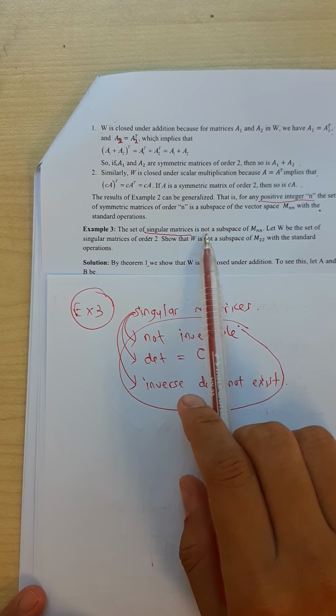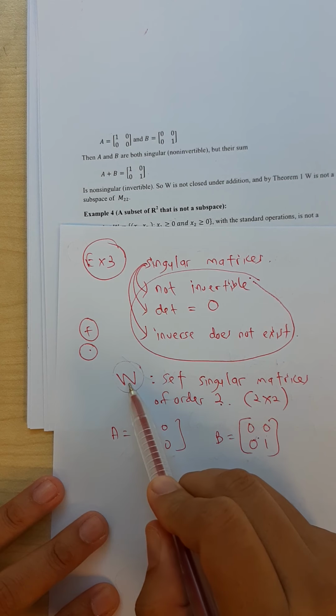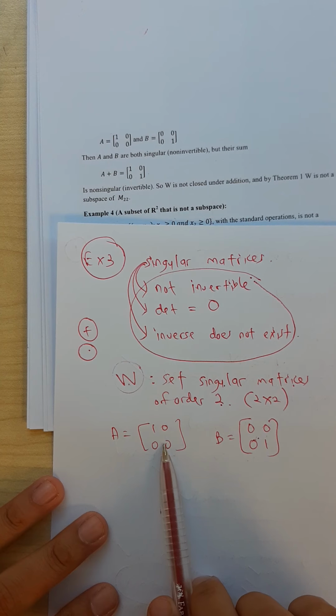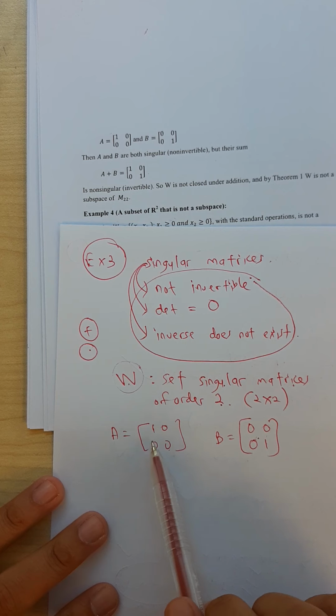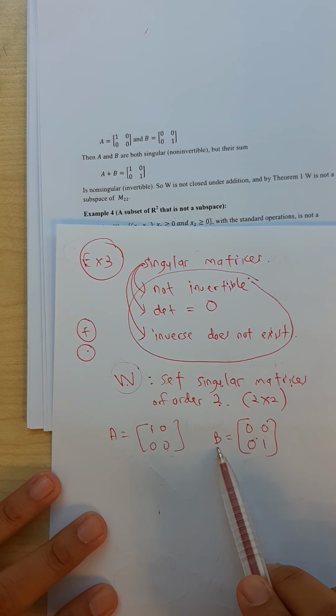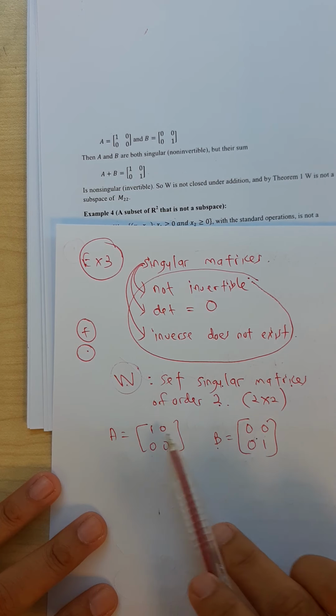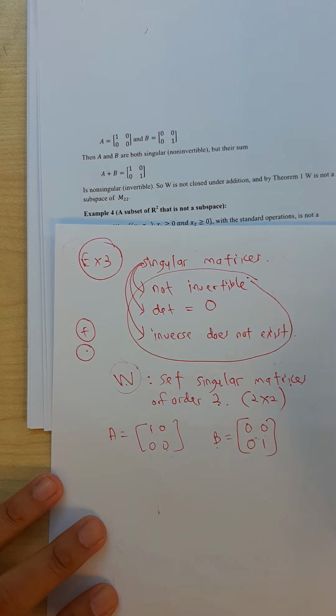Remember, the examples that you choose to perform the addition and the scalar multiplication must be from the set given to you. Now W is the set of singular matrices. Is A a singular matrix? Yes, it is, because the determinant is equal to 0: 1 times 0 minus 0 times 0 gives 0. Is B a singular matrix? It is, because 0 times 1 is 0, minus 0, you get 0. So these two matrices are singular matrices of order 2, because they are 2 by 2 matrices.